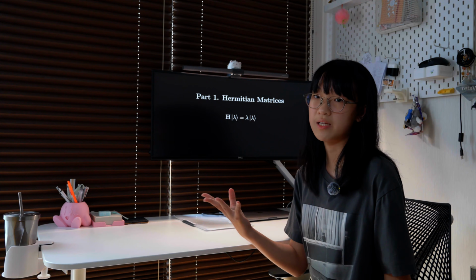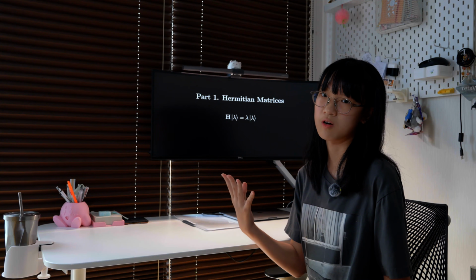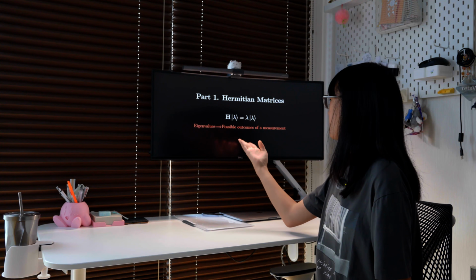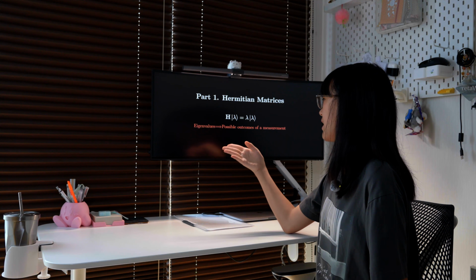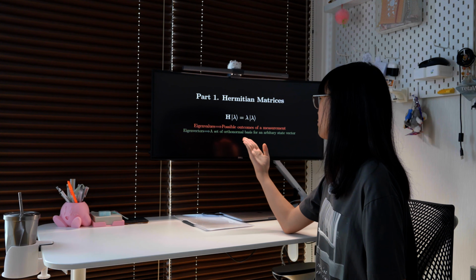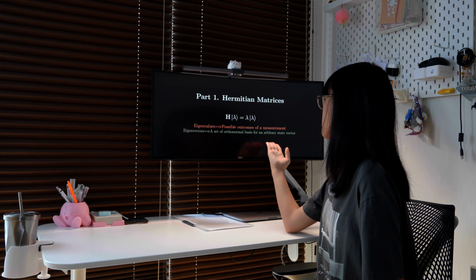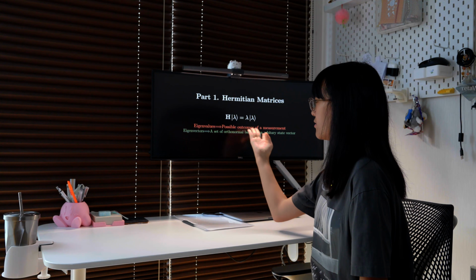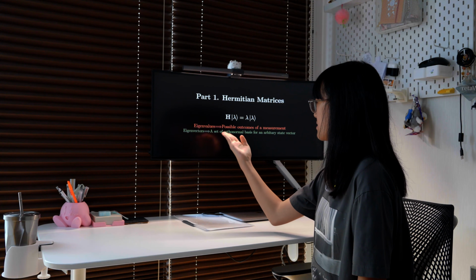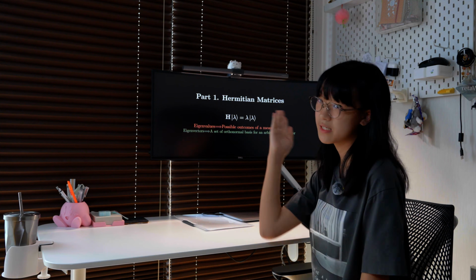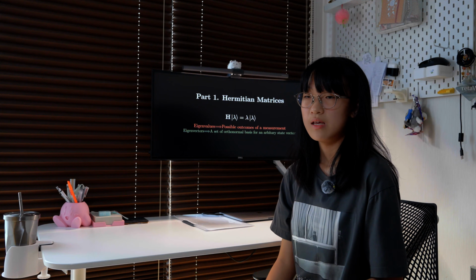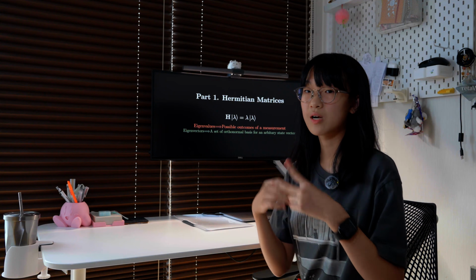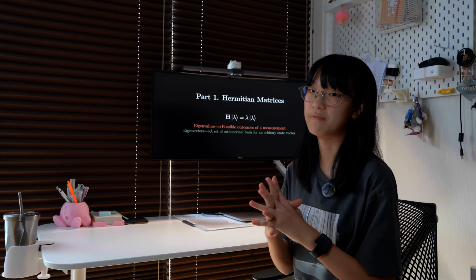So what are the physical meanings of eigenvalues and eigenvectors for Hermitian matrices? They are: eigenvalues are possible outcomes of a measurement, and eigenvectors are a set of orthonormal bases for an arbitrary state vector. The idea of eigenvalues is pretty clear right here, but eigenvectors, a set of orthonormal bases, what does it mean? That means the basis is orthogonal and normalized. They form a basis for a state vector to live in.